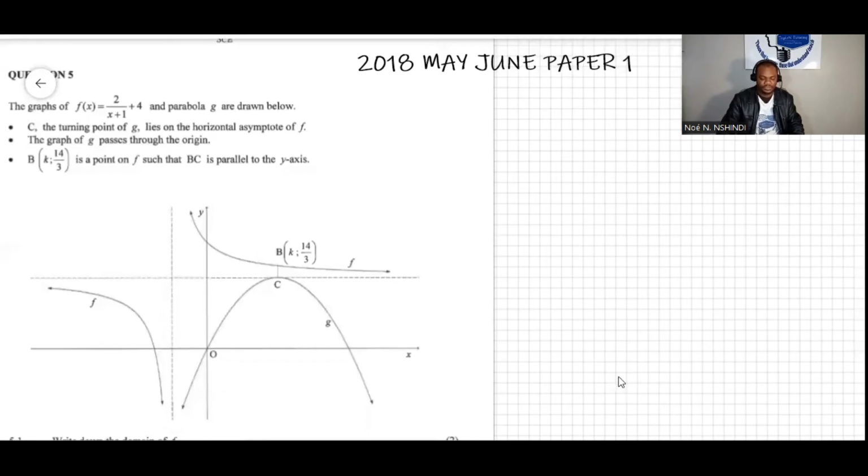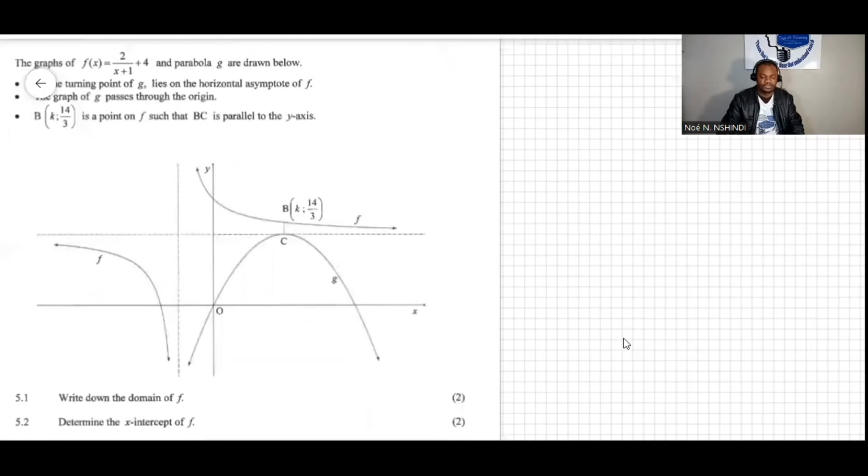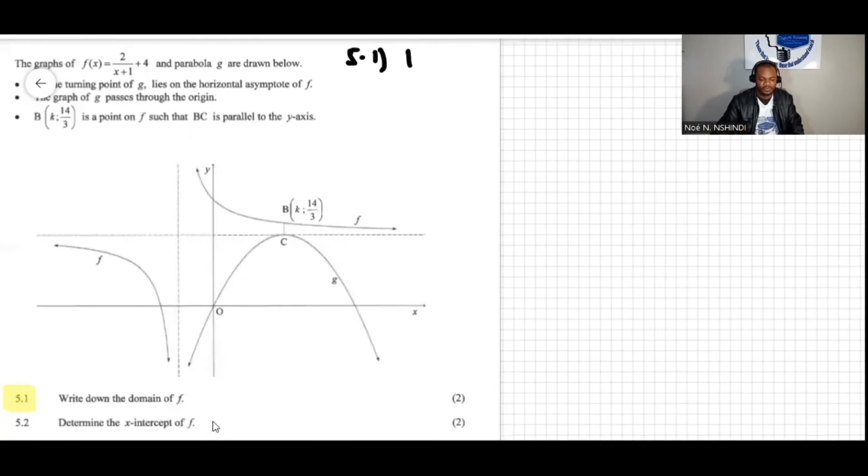Okay, let's just read the questions now. Question 5.1, as you can see here, says write down the domain of f. So let's first write the question here, 5.1. We're looking for the domain of f, abbreviated like that.